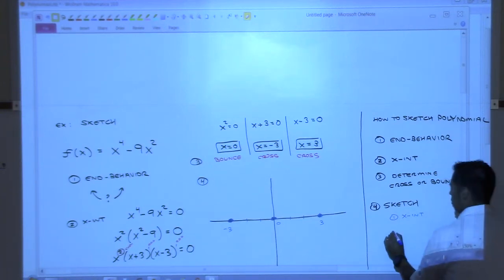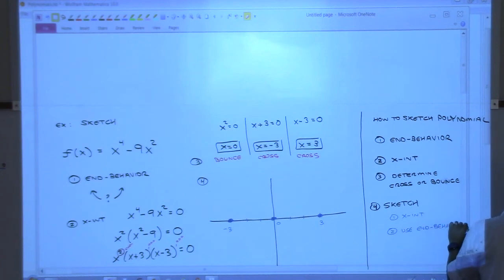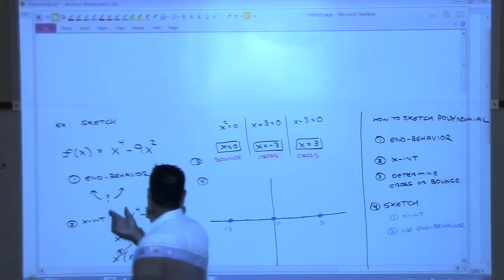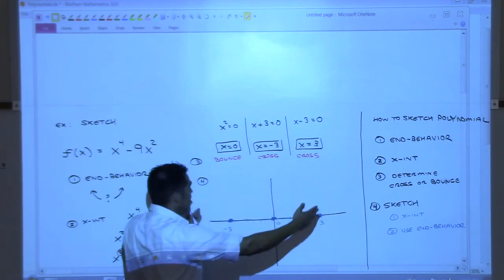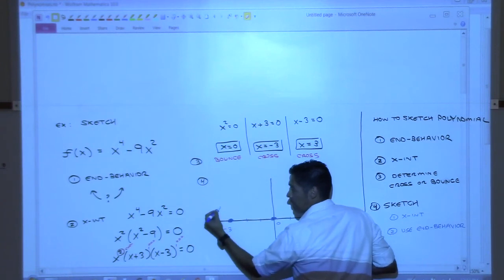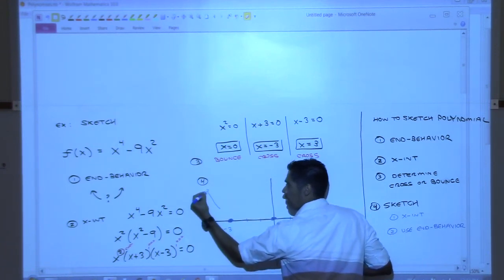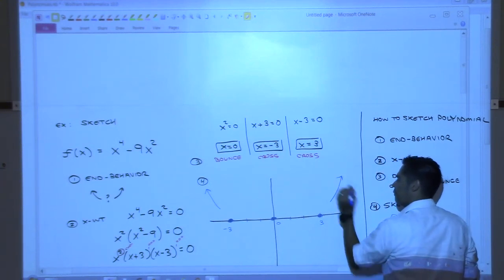The next thing you should do is use your end behavior. So what was the end behavior we had? Up, up. So on this picture, my two sides should go up, shouldn't they? So watch how I'm going to do this. I'm not going to start at this point. I'm actually going to start about right here, and I'm going to just go up like this. And then over here to the right a little bit, I'm going to go up like this. All right?